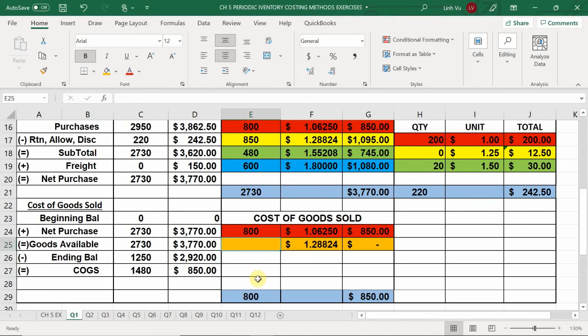My cost of goods sold, my quantity right here. If I started out with 2,730 units, and someone went down to the basement and told me, hey, you still have 1,250 units left, my assumption is I must have sold a grand total of 1,480 units. Now, when I'm calculating my cost of goods sold, if I've already sold 800, how many more do I need to sell to get to 1,480?